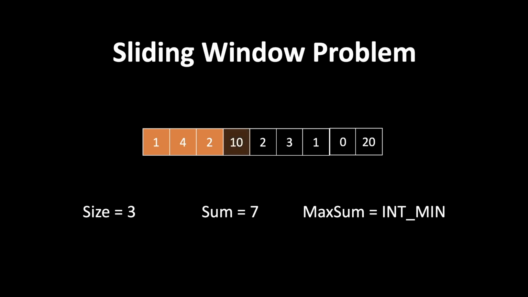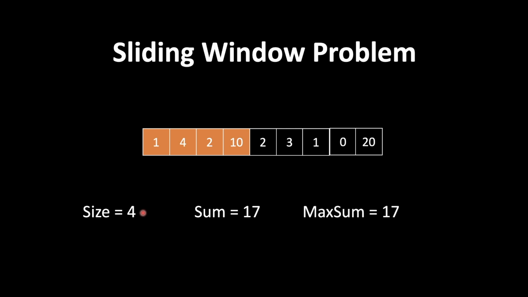3 is less than 4, so we need one more element, so we will take this 10. Our size will now increment to 4 and the sum will get an additional value of 10, so size is 4 and sum is 17. Now our window size is 4, so we will store this sum in the maximum sum. Because we have a window of size 4, now we can start storing the maximum sum, and 17 is greater than int minimum, so we will update the maximum.